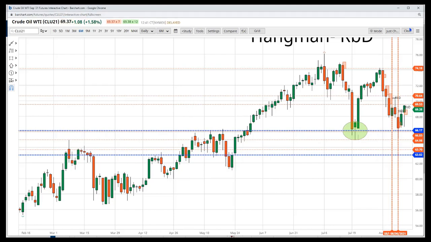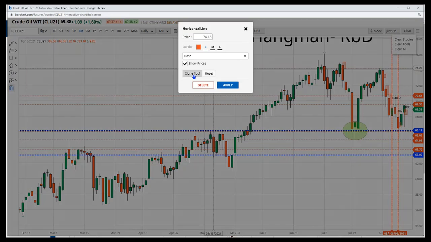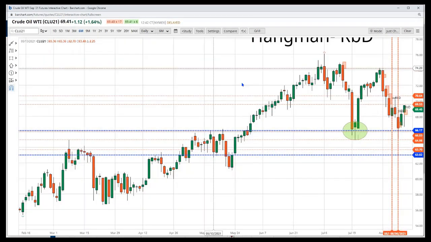The other thing you can do, over here on the right, is you can go up where it says clear, and this is an opportunity for you to clear studies. You can clear your tools, or you can clear them all. Now, just be careful. If you clear tools or studies, you're going to clear all your tools or all your studies. If you want to just clear one, you can right click on any individual one, and then you can push the delete, and that will clear those individual ones that you want to get rid of.